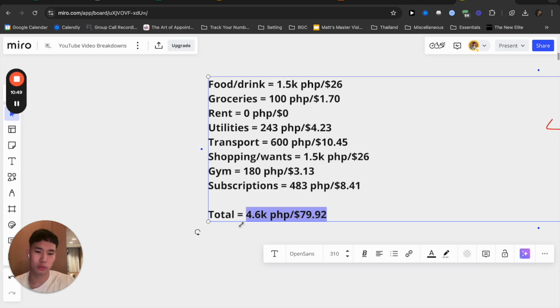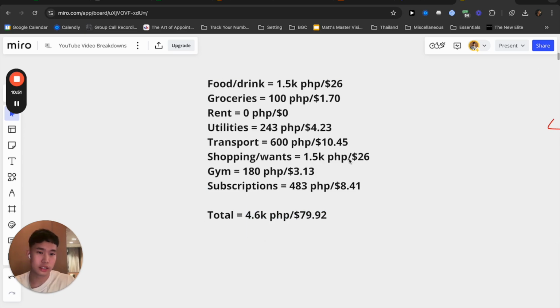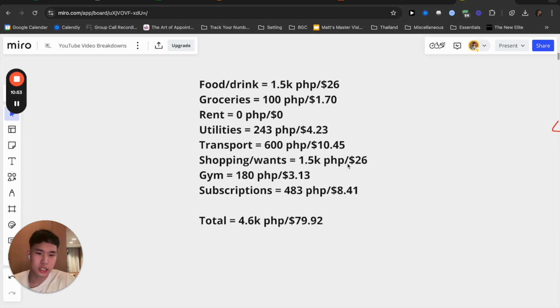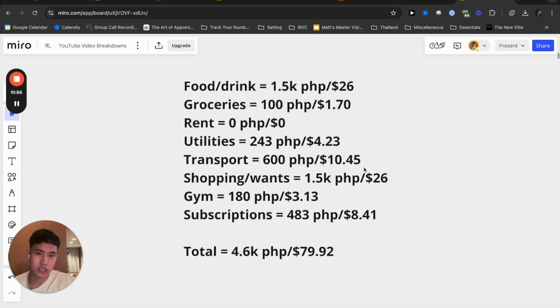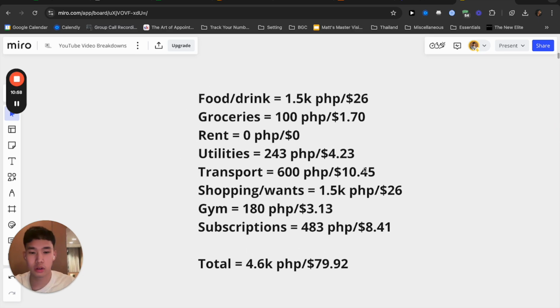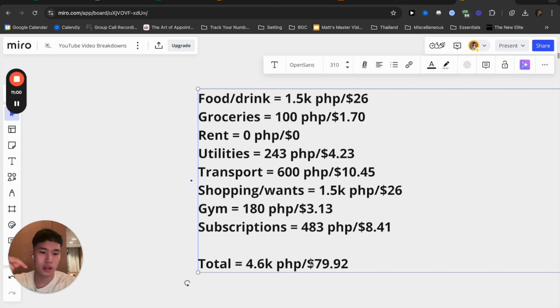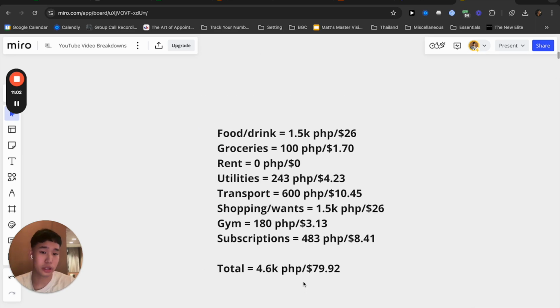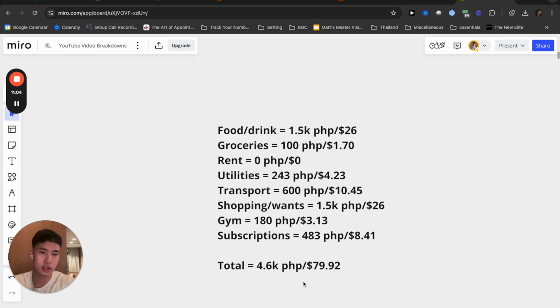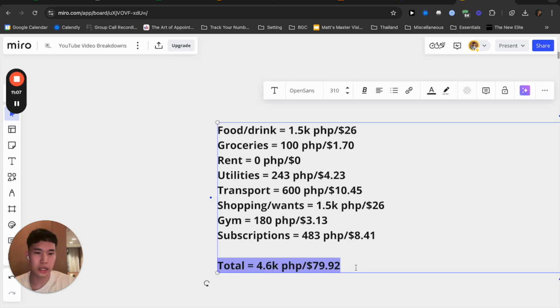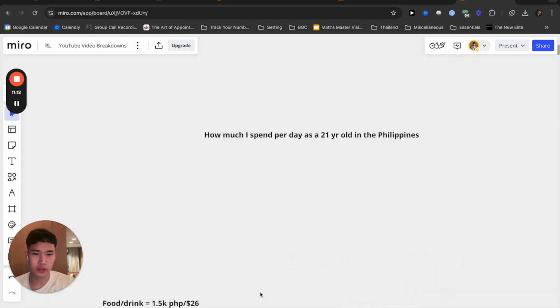I'm just going off of what I personally do. Obviously, there's things I could do, like spend less on cigars, but that's up to me, okay? I don't care, this is my life. So 4.6K pesos per day, or $80 per day. I'd say that's actually pretty good though, because if you're in the States, you'll find that you spend around this much anyway. But yeah guys, that's the video for today.